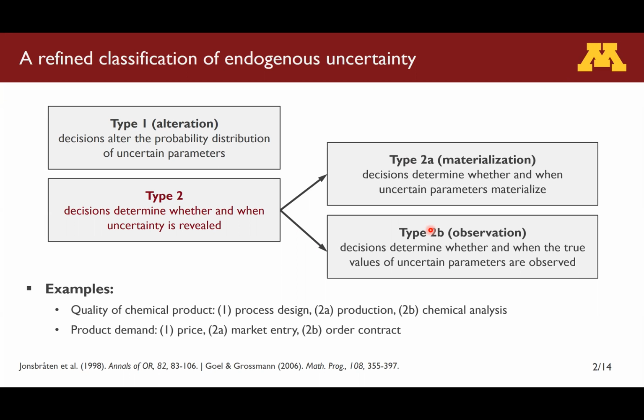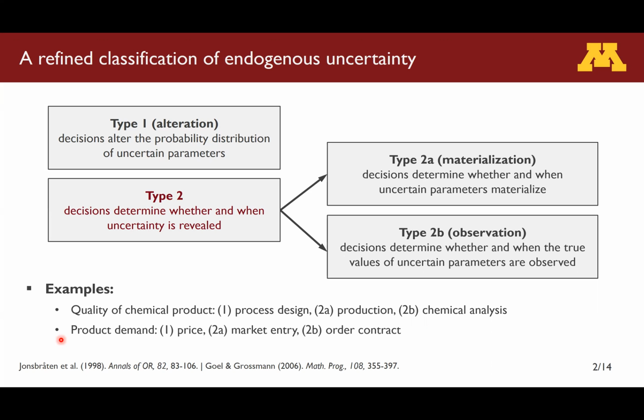Here are two examples where, depending on the problem, the endogenous uncertain parameters can be any of those three types. The first example is one we're all familiar with as chemical engineers: the uncertainty in the quality of a chemical product, which typically refers to the chemical composition. It can be a type 1 endogenous uncertain parameter if its probability distribution can be affected by the process design, which may include the design of a process control system. It is type 2A endogenous because it only materializes if we actually produce that product. And because chemical composition can be very difficult to measure online, it's often only observed once we take a sample and analyze it in the lab. That makes it also type 2B endogenous.